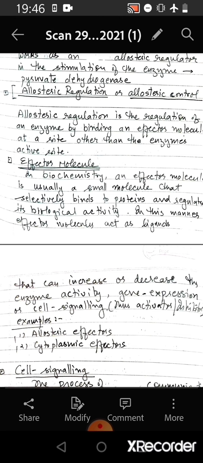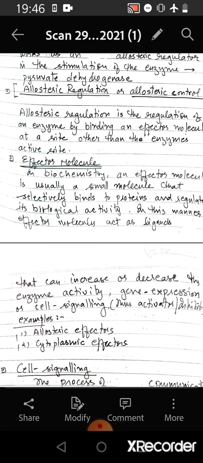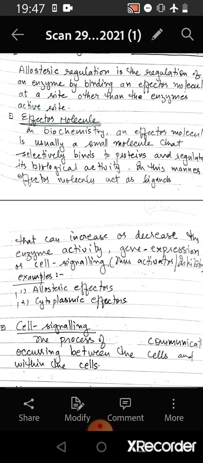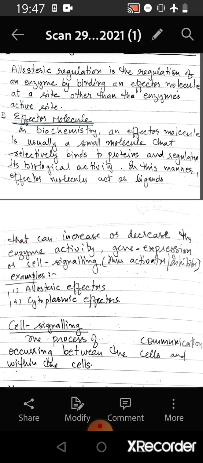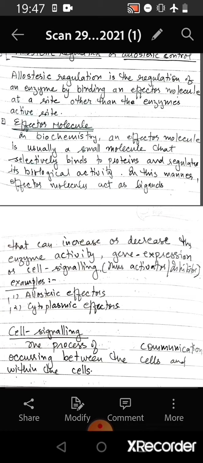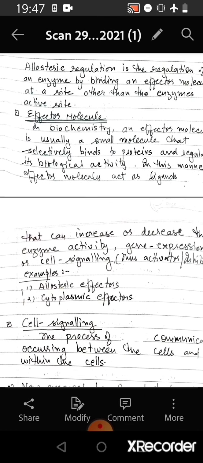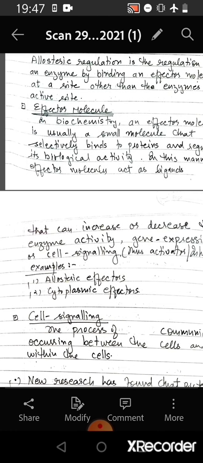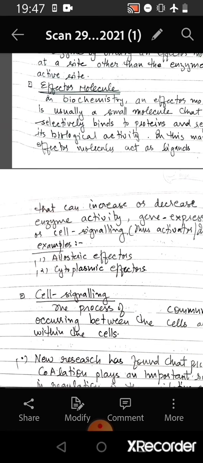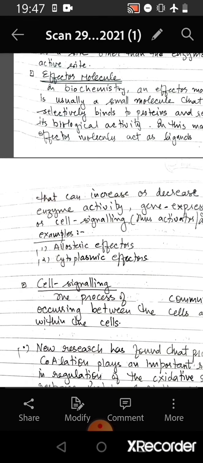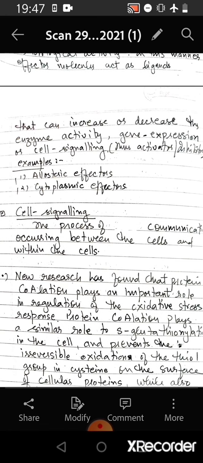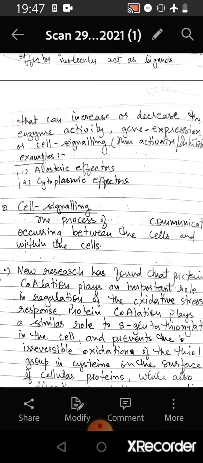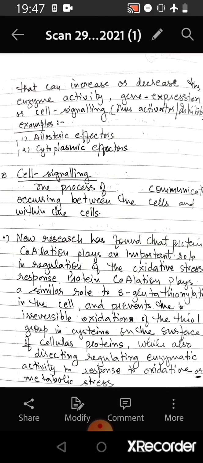In this manner, the effector molecules act as ligands and can increase or decrease enzyme activity, gene expression or cell signaling, thus acting as activator or inhibitor. For example, allosteric effectors, cytoplasmic effectors. And the meaning of cell signaling is the process of communication occurring between the cells and within the cells.